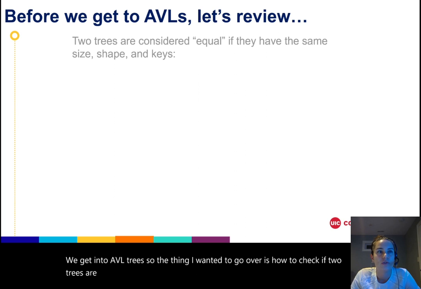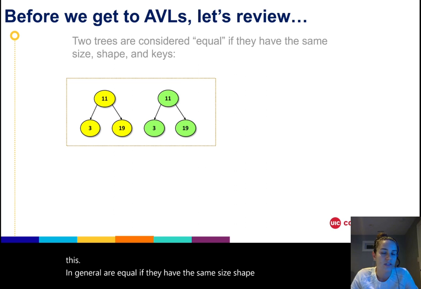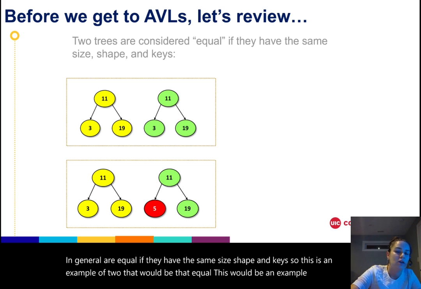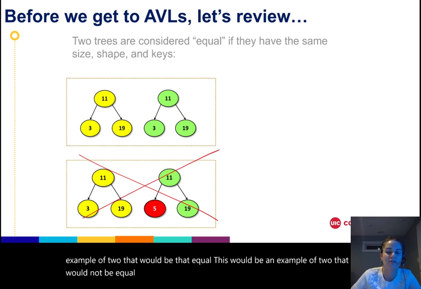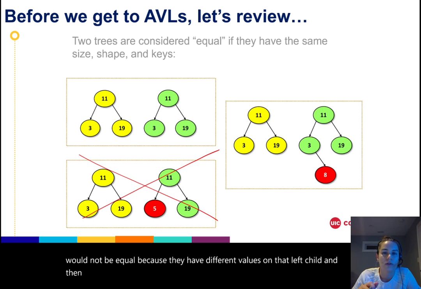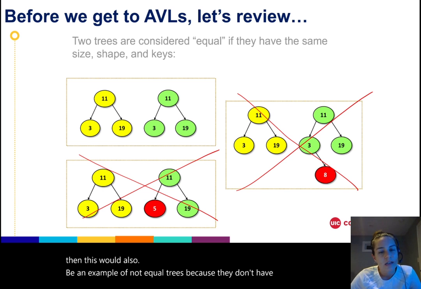So we'll consider two trees, so just think binary search trees for this in general, are equal if they have the same size, shape, and keys. So this is an example of two that would be equal. This would be an example of two that would not be equal because they have different values on that left child. And then this would also be an example of not equal trees because they don't have the same size.